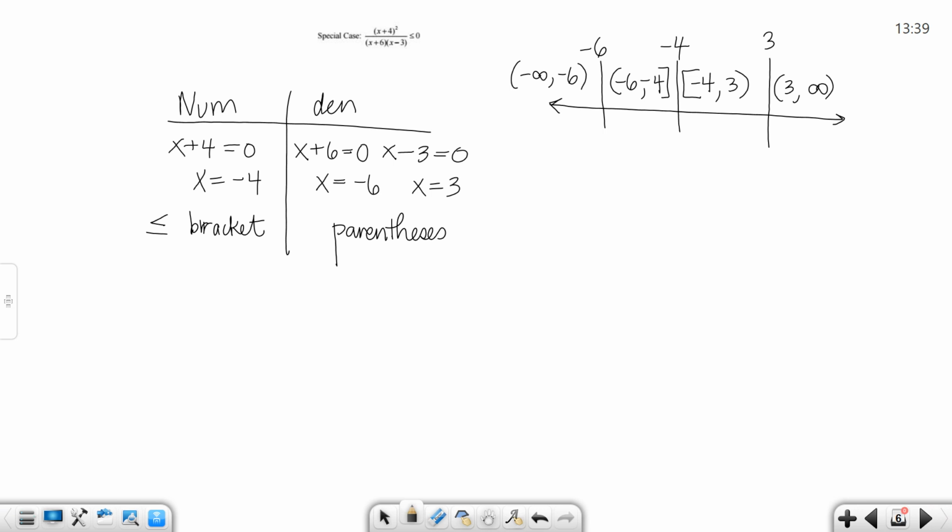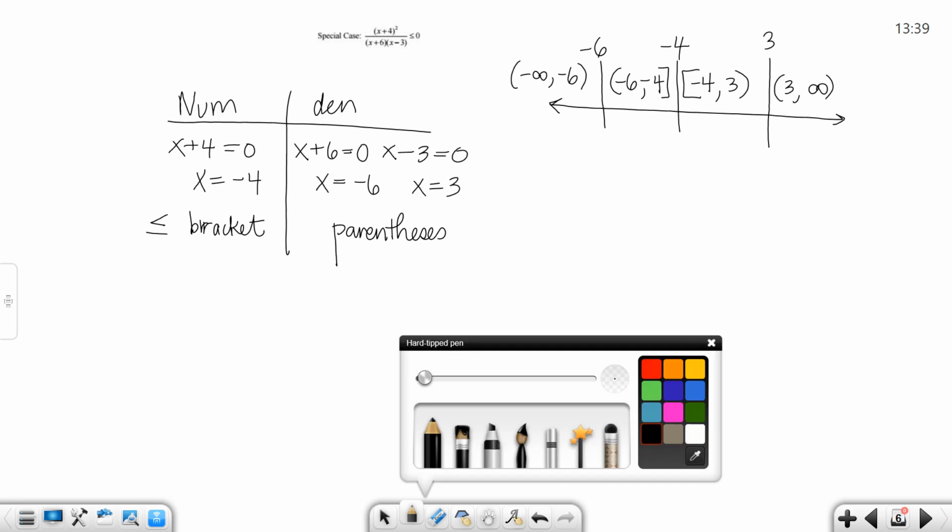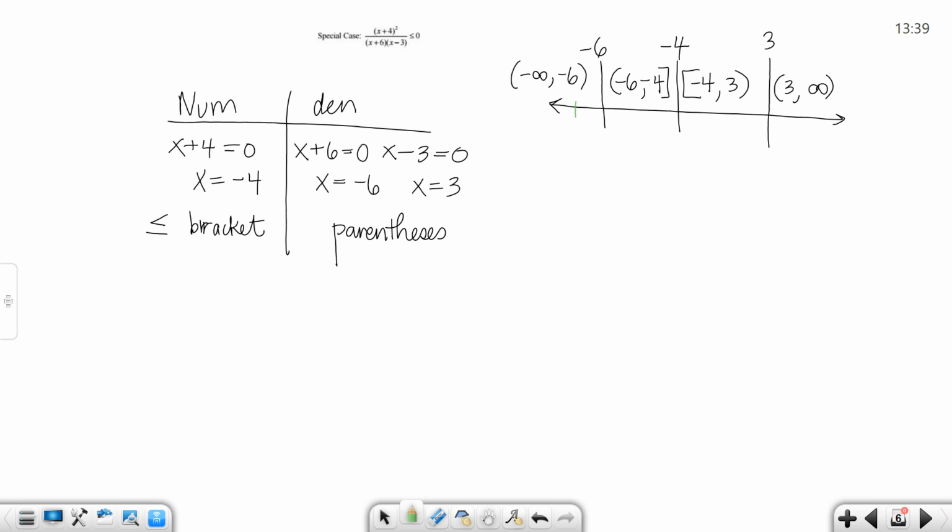Now again, I'm running through it kind of quickly since it's not one that I'll test you on. If you took the negative 7, there's a negative 7 there. We could choose a negative 5 here. We could choose 0 here, and we could choose 4 here. And we're plugging it into the end of step 1. So we're plugging all of these values into (x plus 4) squared over (x plus 6)(x minus 3).